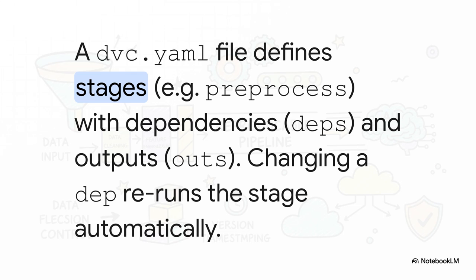And this is where the magic really happens. The entire pipeline is defined in a file, usually called dvc.yaml. It spells out the different stages of your pipeline. Each stage has its inputs, the deps, and its outputs, the outs. DVC reads this file and builds a complete map of your workflow. So now, if you change a piece of code or the raw data, DVC knows exactly which downstream steps need to be rerun. It's automation and traceability all baked right in.